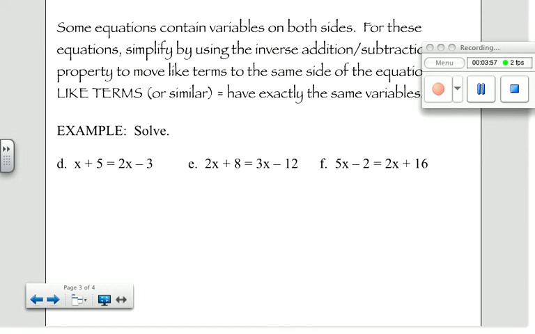I am going to put the x's together by subtracting x from both sides. So I have 5 equals 2x minus a 1x is 1x minus 3. Now I'm going to move the numbers to the other side of my equation. I'm going to do the inverse of subtraction, which is adding. Add 3 to both sides. So 8 is equal to x.